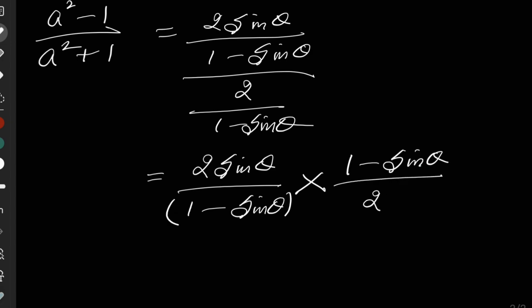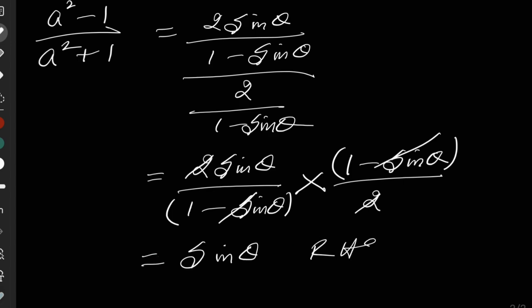So 1 minus sin theta, 1 minus sin theta same. And this 2 gets cancelled, you will get sin theta. So this is your right hand side answer, proved.